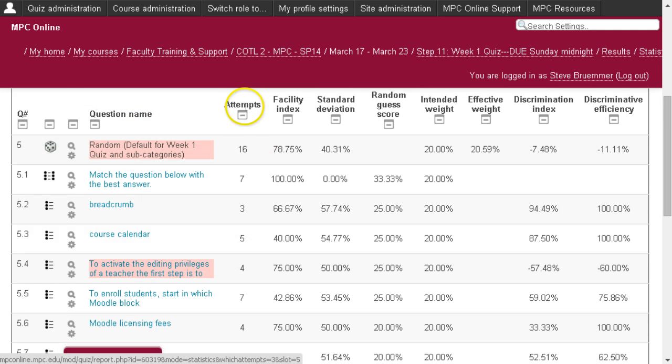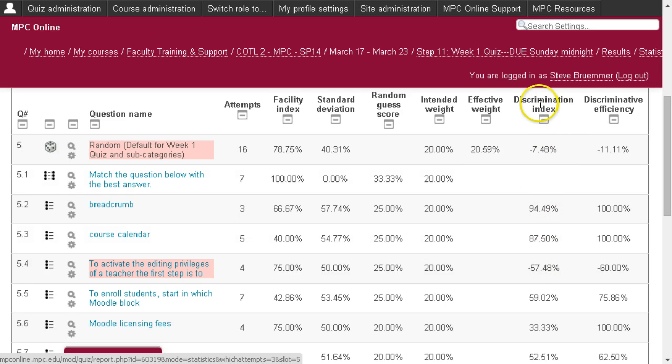And what this is showing you is that this breadcrumb question was tried 3 times. That is, randomly among the 46 attempts, 3 times this appeared on a quiz. This matching question appeared on 7 quizzes. This appeared on 7 quizzes. This appeared on 5 quizzes. This next column, the facility index, is how hard or easy the question is. 100% of the 7 attempts were correct. So this was a very easy question for everyone. Here, only 40% of the 5 attempts were correct. Only 2 of 5 people got this right. This was a much harder question.